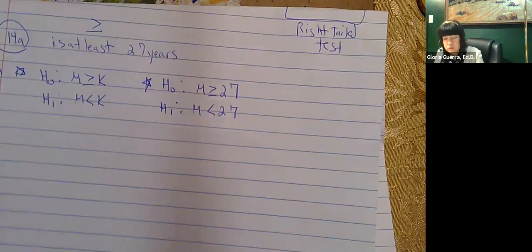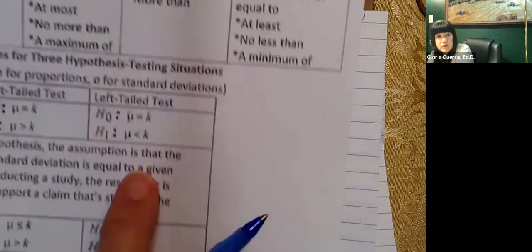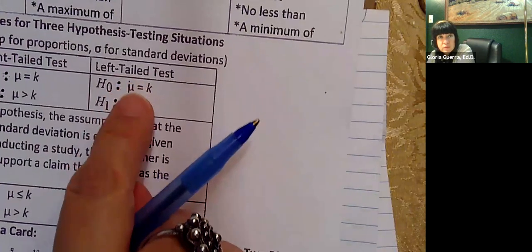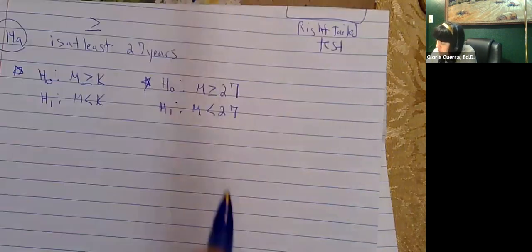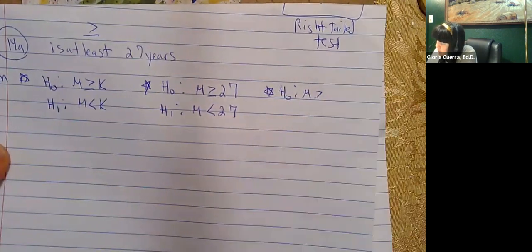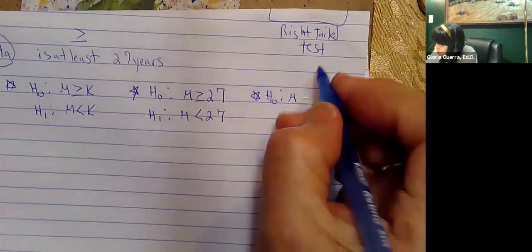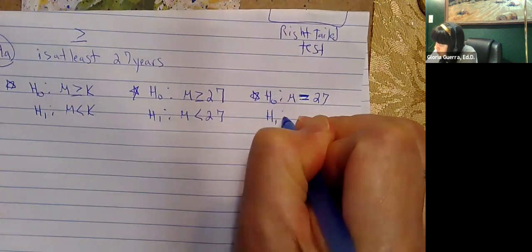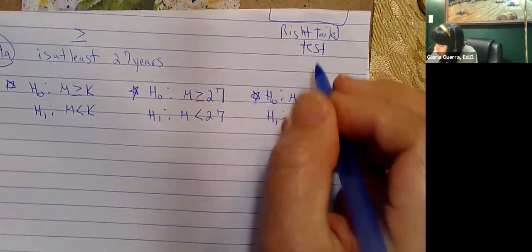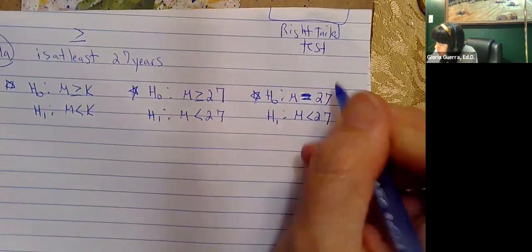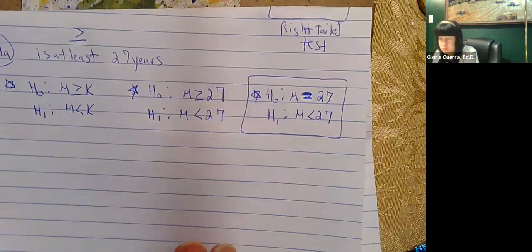But now they don't want us to stop there. This happens to be a left tail, so they want you to come up here and change the null to equals. This is my claim: mu greater than or equal to, change that to equal to 27, and it's still the null. The null is still the claim there. That doesn't change that, it just changes to an equal. And that's what your system wants, okay?